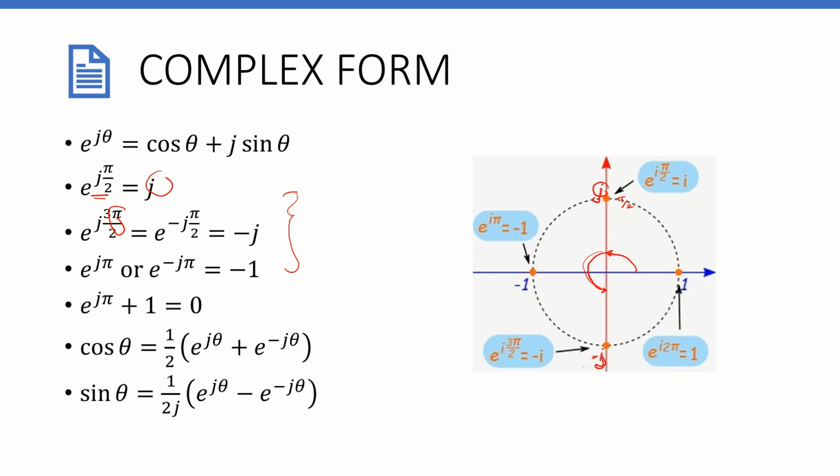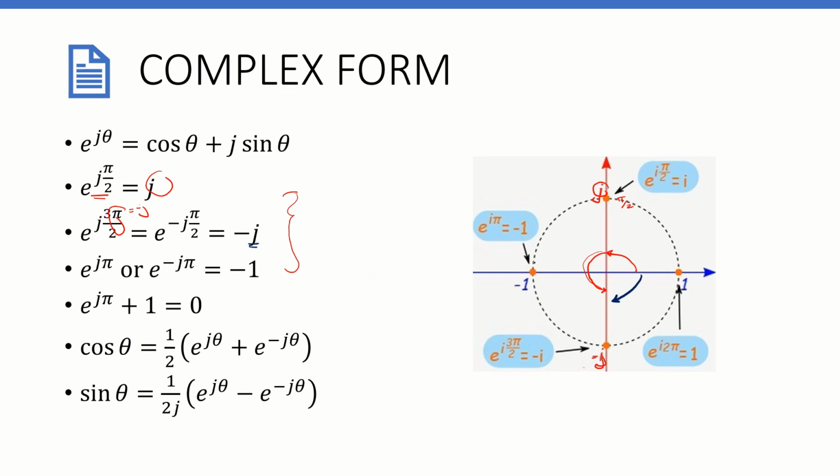So it's going to be negative j. In this graph, they are using the imaginary part as i. However, in our class, we're going to use j. And same goes for this equation, e^(-j pi over 2). Since it is negative, it's going to be clockwise, down here, facing down. So it will be minus j.